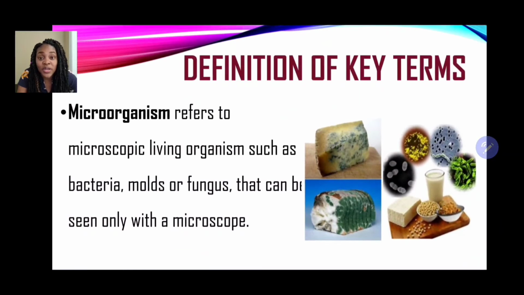So the first one we're starting off with is microorganisms, right? Microorganisms refers to microscopic living organisms such as bacteria, molds, and fungus that can be seen only with a microscope. On the right of your screen, you're seeing some evidence of the physical change that has taken place. So we know that the food has been invaded and is now contaminated or spoiled.